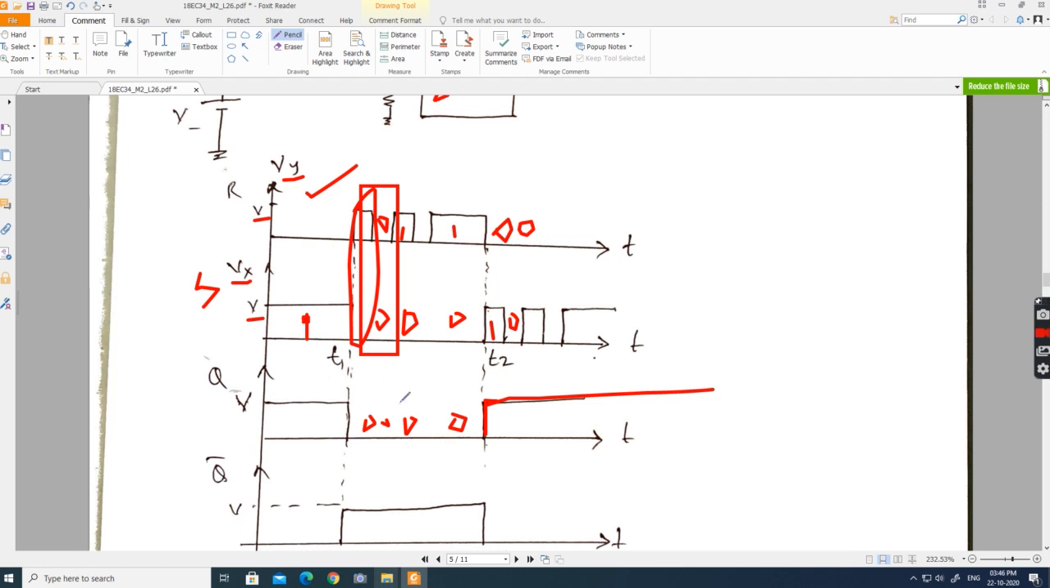See, output from this Q is a defined on signal and a defined off signal without any bouncing. So it is called a switch debouncer.